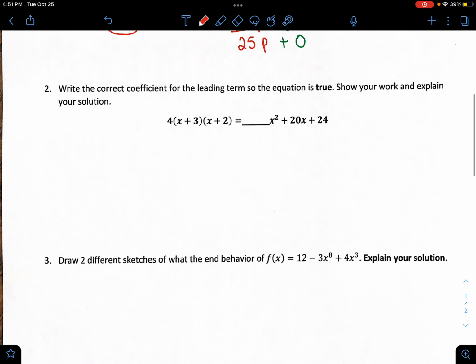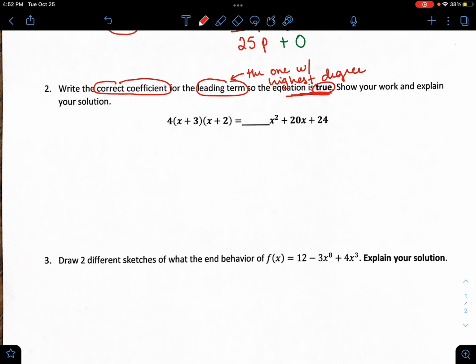Okay, next one. Write the coefficient for the leading term so the equation is true. Show your work and explain your solution. So what is this asking for? It's asking for the correct coefficient for the leading term. Remember, leading term means the one with the highest degree. And we want the equation to be true. And again, show your work and explanation.